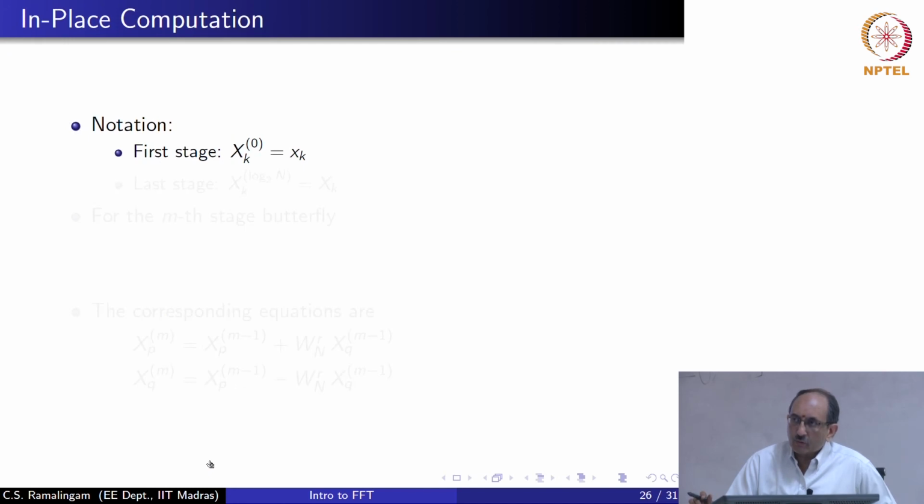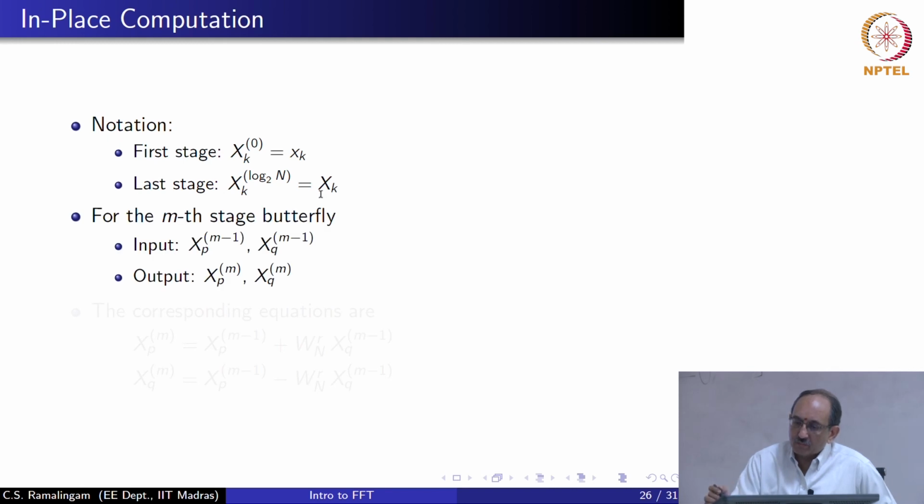The other thing was, in those days memory was really precious, and hence they had to consider things like in-place computation. That is, they had to use the available memory extremely efficiently. So this is the notation that we use. We use a capital X with suffix k and superscript 0 to denote the sequence, and the final stage is the actual transform.